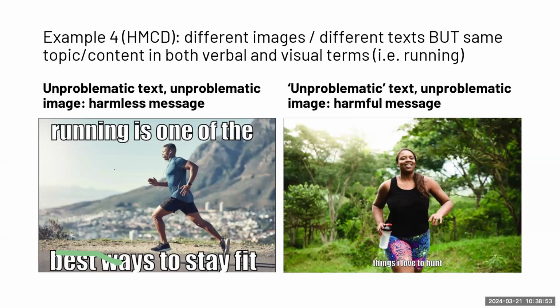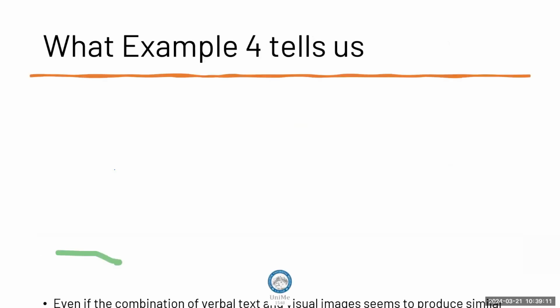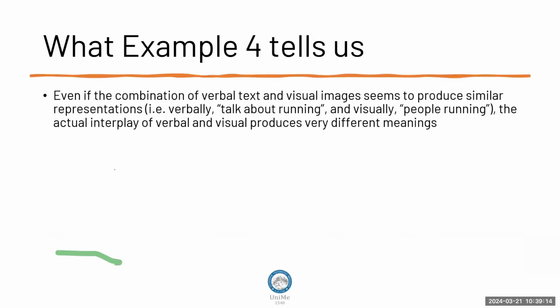victims. So you see here a form of attack against her being a woman, against her being a Black woman. So here you have the racist rhetoric against people of color, specifically if they are women. So this example tells us that even if the combination of verbal and visual images seems to produce similar representations, in the first case verbally talking about running and visually people who are running, the actual interplay of verbal and visual produces very different meanings.